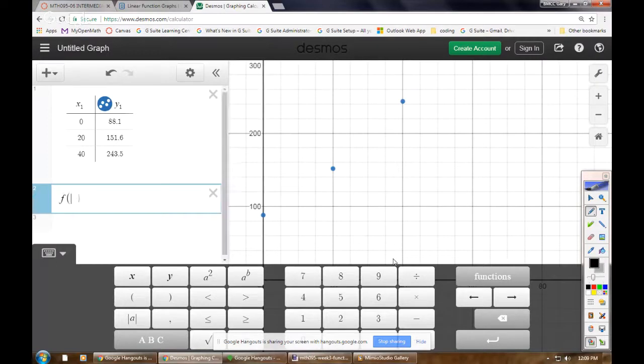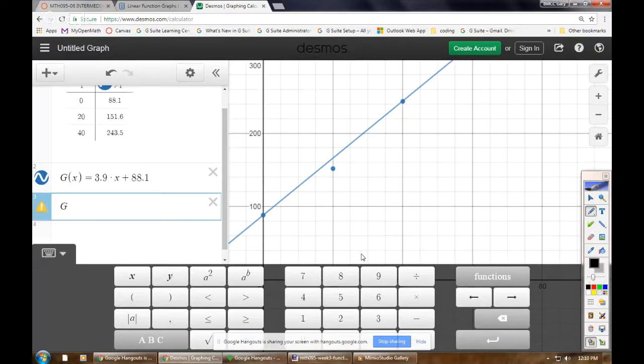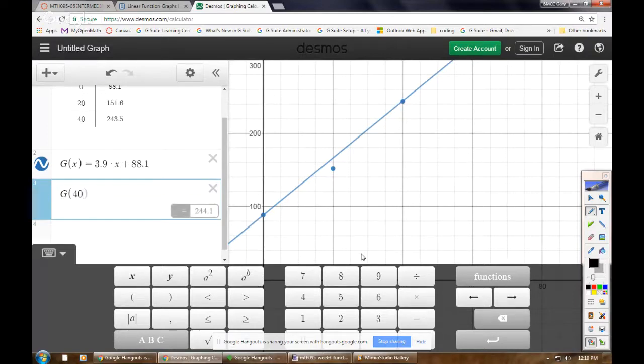Okay, so we're going to enter g of x equals 3.9 times x, or just x. Some computer systems, if you type an x by itself, freak out. Others want you to type times x. This one goes either way. Plus 88.1. I should see that it goes to the first point for sure, and it approximately goes to the second point. It looks good on this screen because the point and line are so fat. But remember, we did round that. So if I ask the computer, what is capital G of 40? In other words, how much garbage is there 40 years after 1960? It says 244.1 instead of 243.5 because I rounded there.